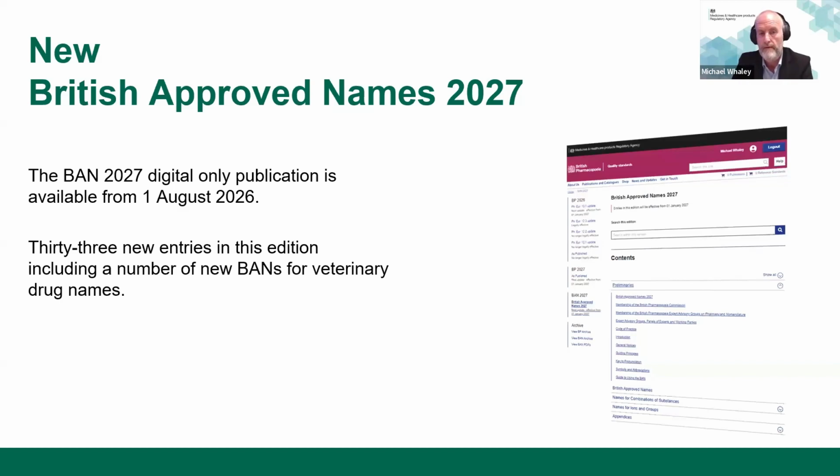There are 33 new entries in this edition, and this year includes a number of new British Approved Names for veterinary drugs. The BAN ensures standardization and clarity in drug nomenclature and is produced each year by our BP experts, whose experience spans international nomenclature policy, WHO naming programs, clinical pharmacology, pharmaceutical standards, and leading academic institutions. Next slide, please.